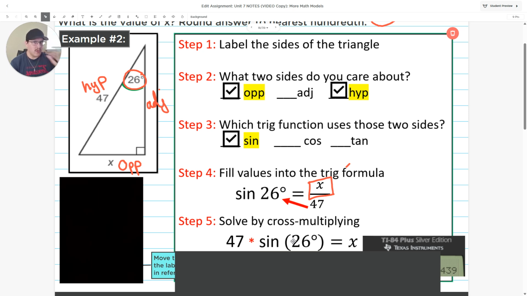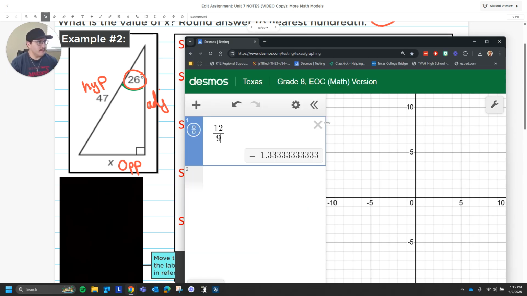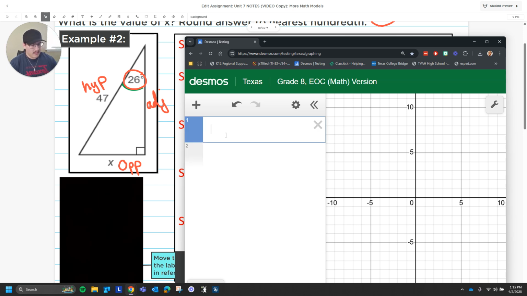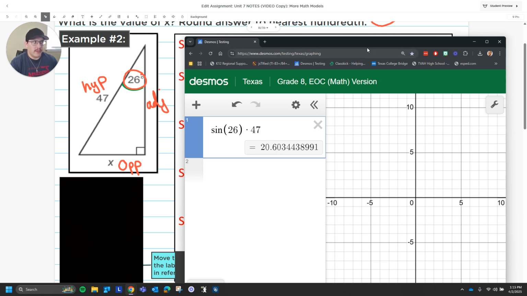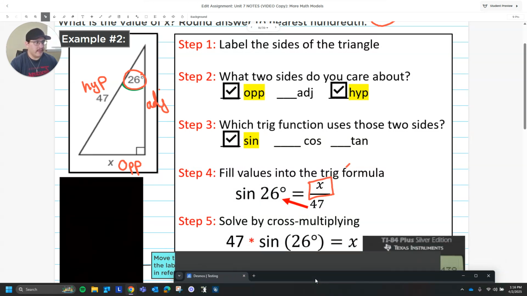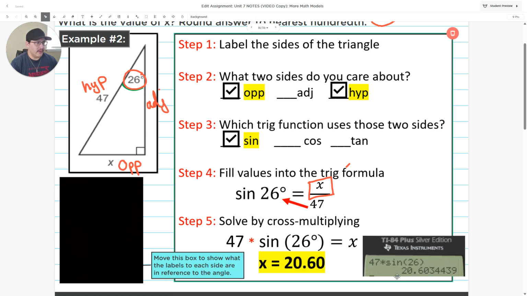We're going to round it to 2 decimal places. So whichever calculator you're using, we're going to type in sine of 26 times 47. It doesn't matter where you put the times. You could have put it at the front, back, whatever. It is equal to 20.60. So 20.6 is our answer.